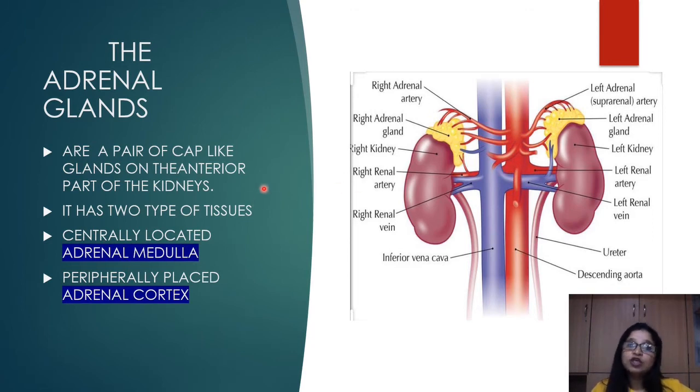Now you have two types of tissues in the adrenal glands. One is a centrally located portion which we call the adrenal medulla, and around it, surrounding it, you will have another layer called the adrenal cortex.